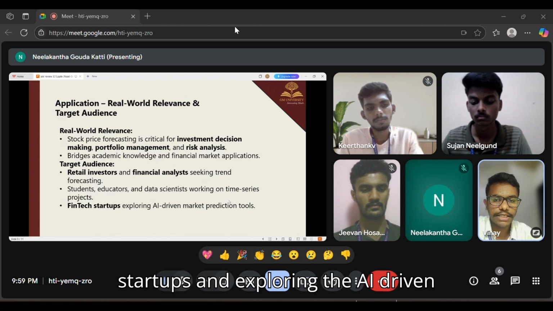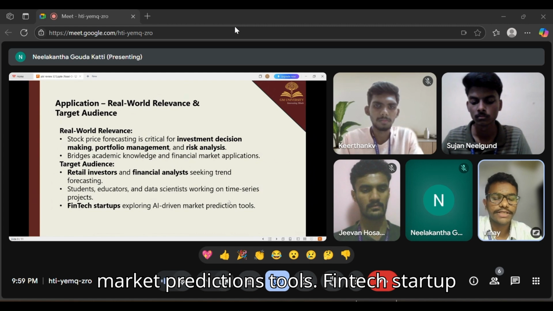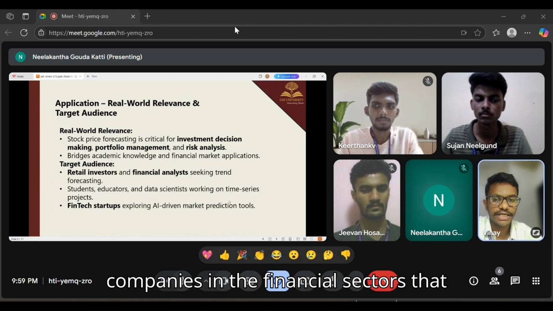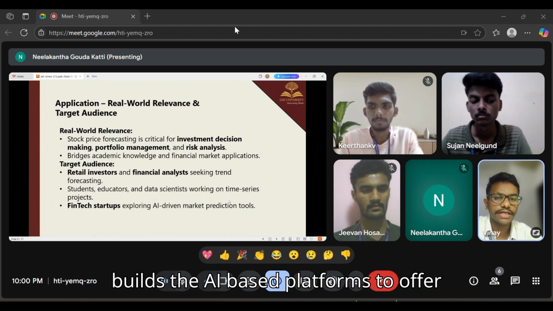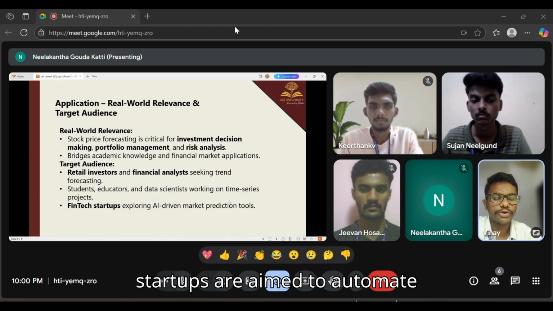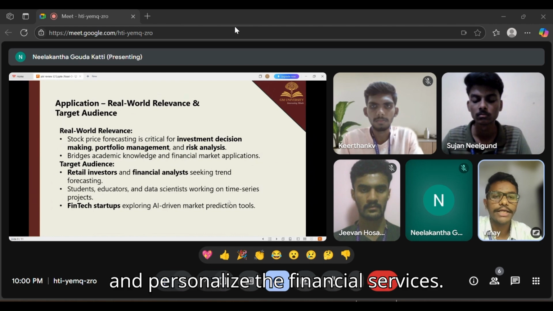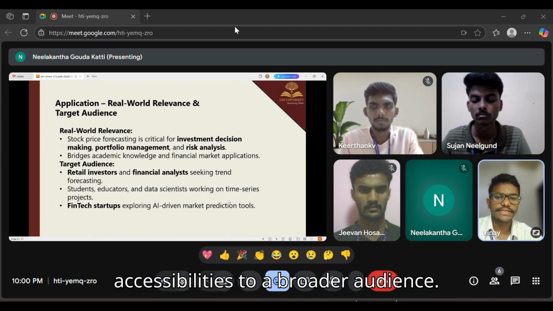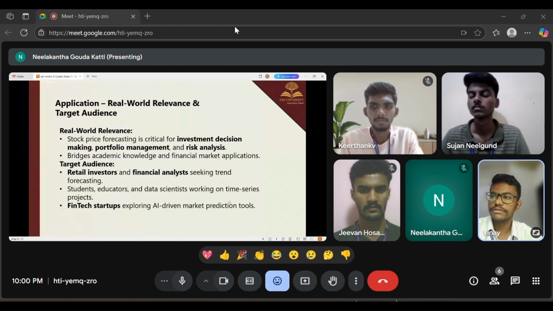Fintech startups are exploring AI driven market prediction tools. A fintech startup is one of the new technology driven companies in the financial sector that builds AI based platforms to offer smart investing tools. These startups aim to automate and personalize financial services, making advisory and forecasting accessible to a broader audience.